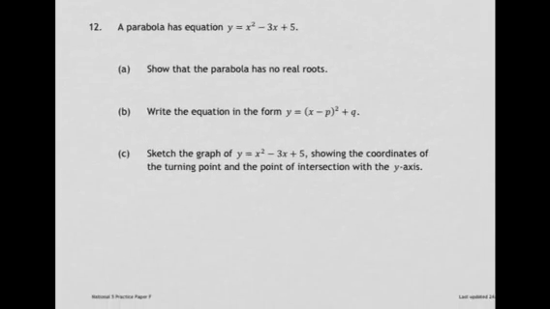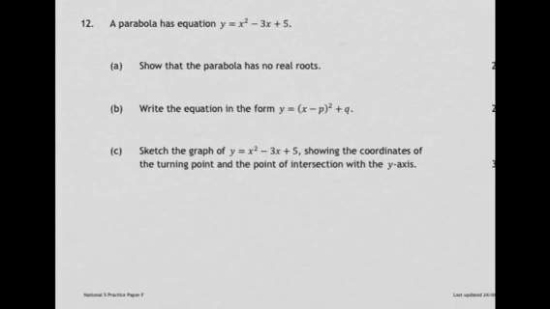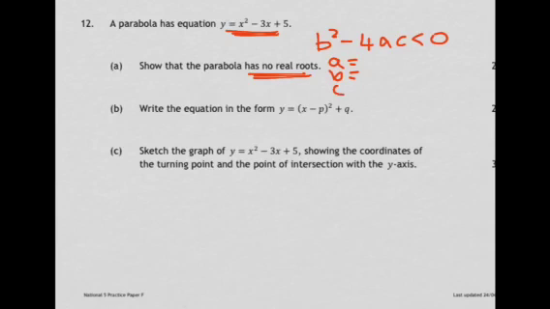Question 12. Seen these questions before. Show the parabola has no real roots. Well, you know the condition for that is that b squared minus 4ac has to be less than 0. So from your equation up here, identify a, identify b, and identify c. Put all of these numbers into that formula and see if your answer is indeed less than 0.